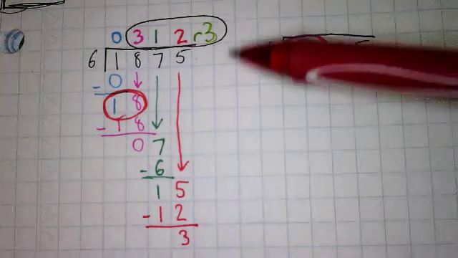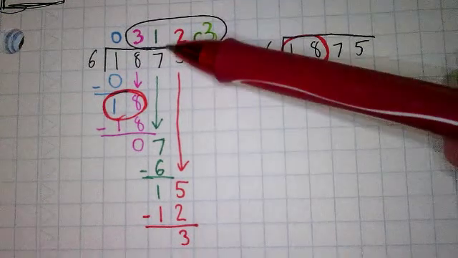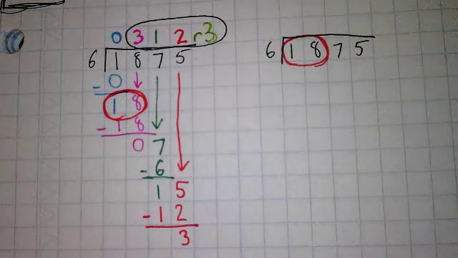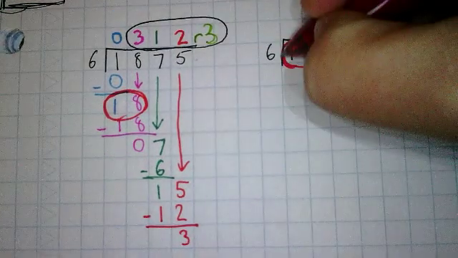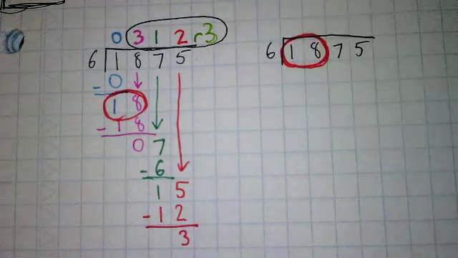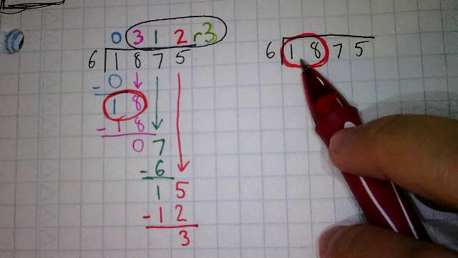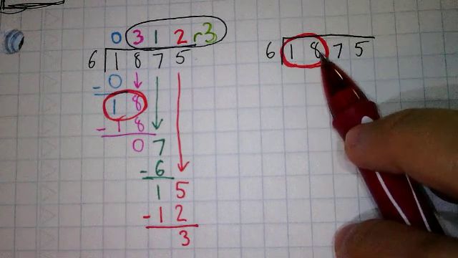No. When we do this, we're going to get the same answer as we did here. So if this confuses you and you want to write the 0 up there, that's fine. I do. But I don't have to. I can skip that step. I know that 6 goes into 1 0 times, so I can just skip that step and go straight to 18.